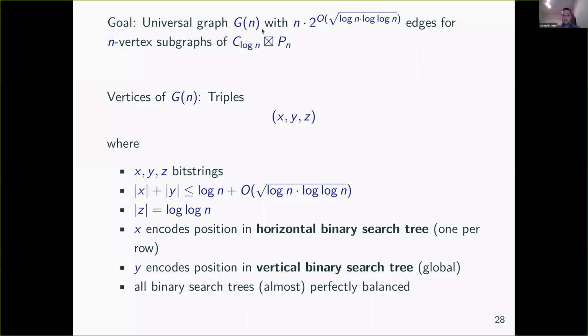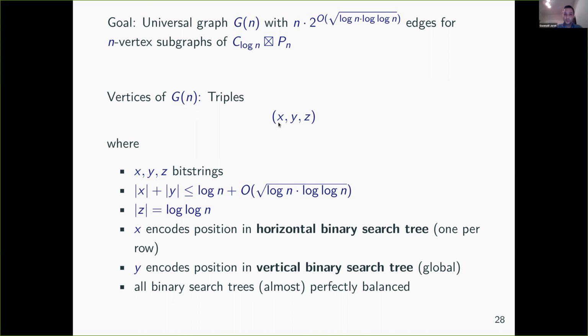We look at n-vertex subgraphs of C log n times the path on n vertices, and we want to find a universal graph with few edges. What will be the vertices of our universal graph? There will be triples, x, y, z. Z is not really interesting. So first, x, y, z are bit strings, code words, sequences of zeros and ones. And z is a short string, log n bits. It's not really interesting, and I won't spend too much time on this.